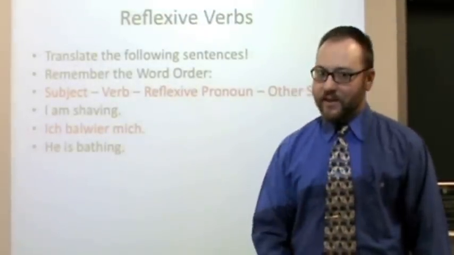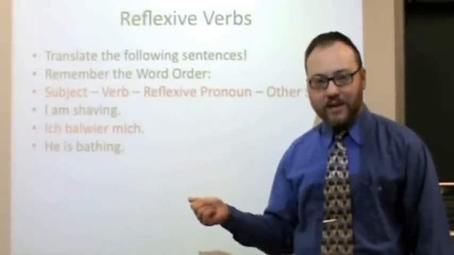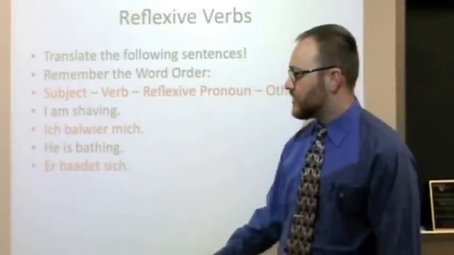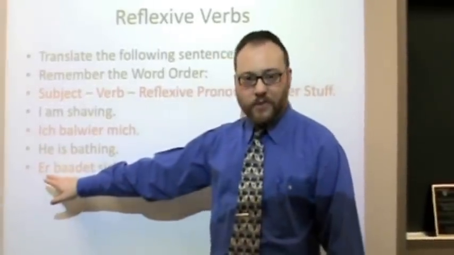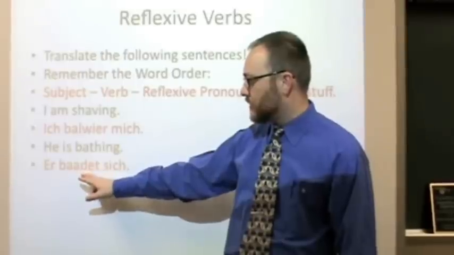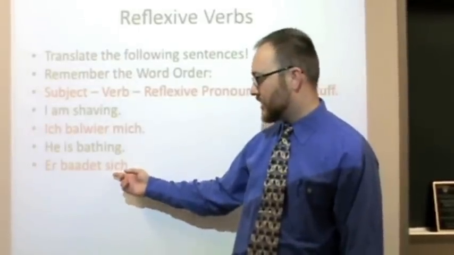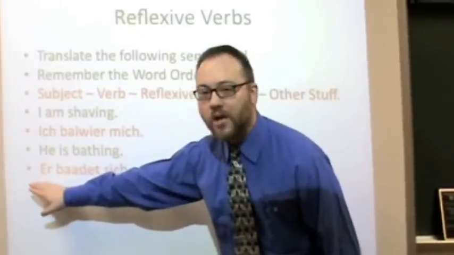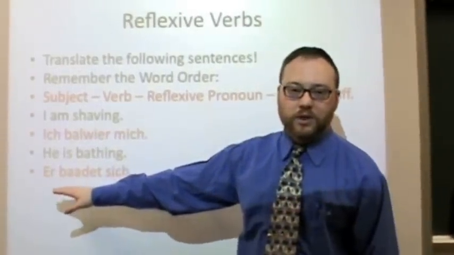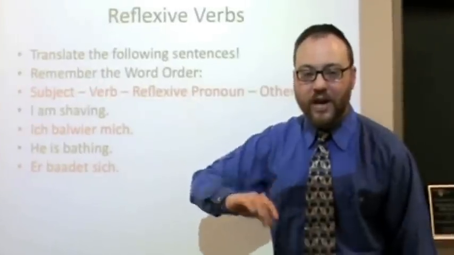He is bathing. Now, we just had the verb to bathe. It's one of our reflexives. The subject, of course, would be he. Conjugate our verb, badet, and then your reflexive pronoun, which in this case would be sich, because our subject is he. Alright, we look back at our reflexive pronouns chart.